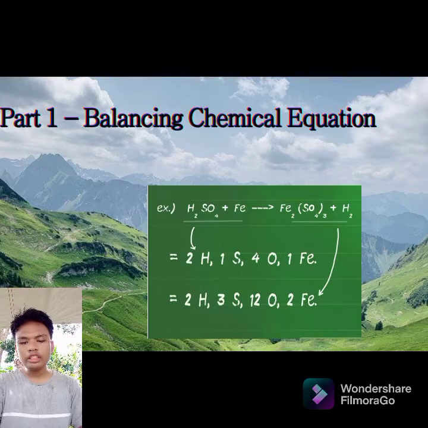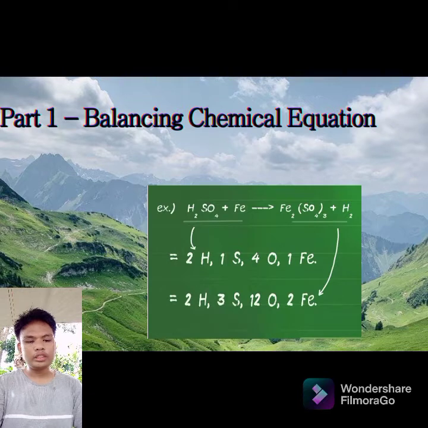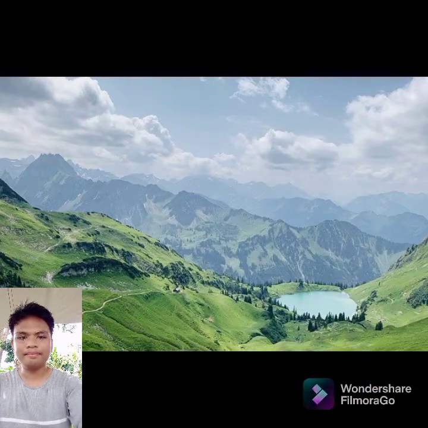For example, H2SO4 plus Fe gives Fe2(SO4)3 plus H2. On the reactant, left side of the equation, there are two hydrogen atoms, one sulfur atom, four oxygen atoms, and one iron atom. On the product, right side of the equation, there are two hydrogen atoms, three sulfur atoms, 12 oxygen atoms, and two iron atoms.